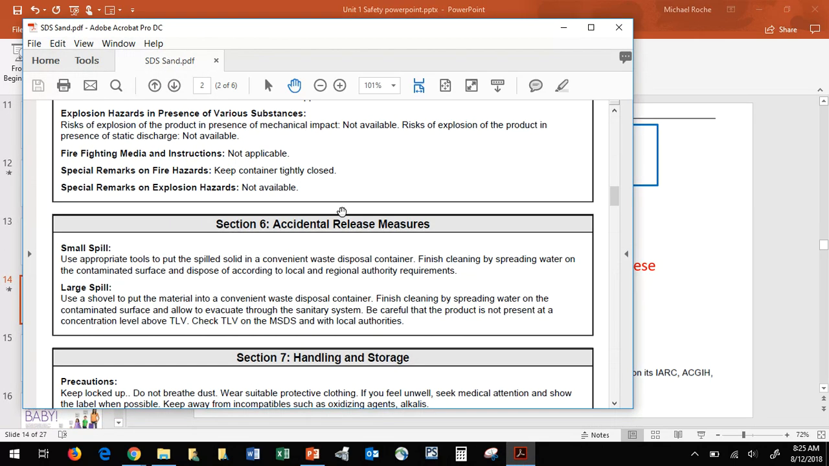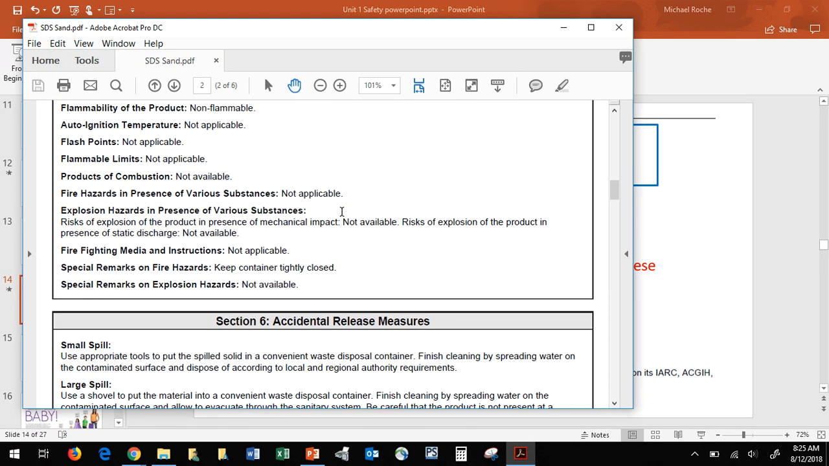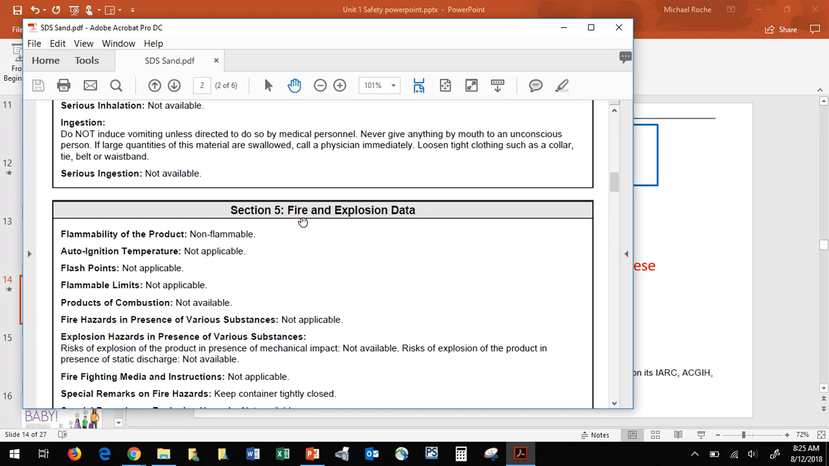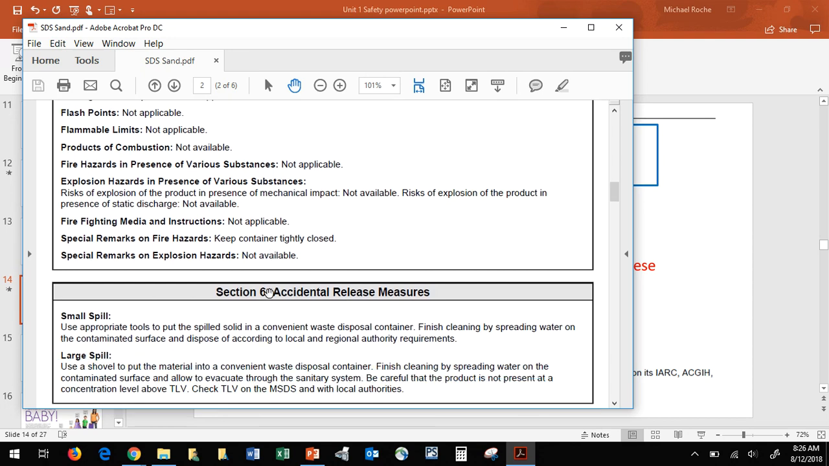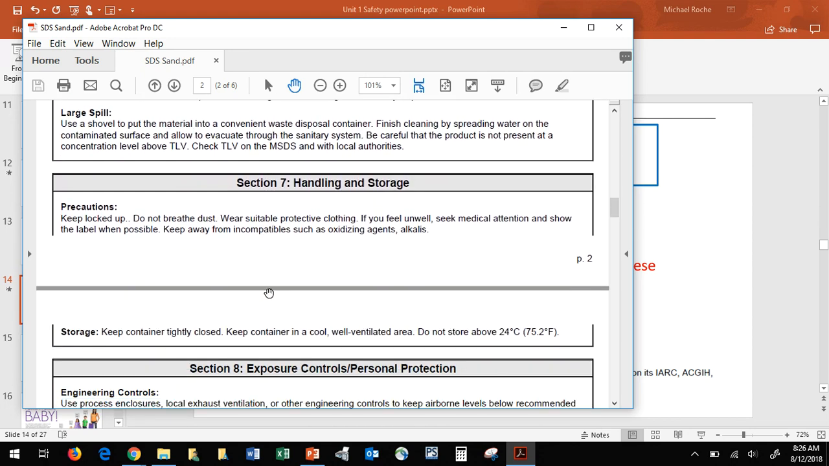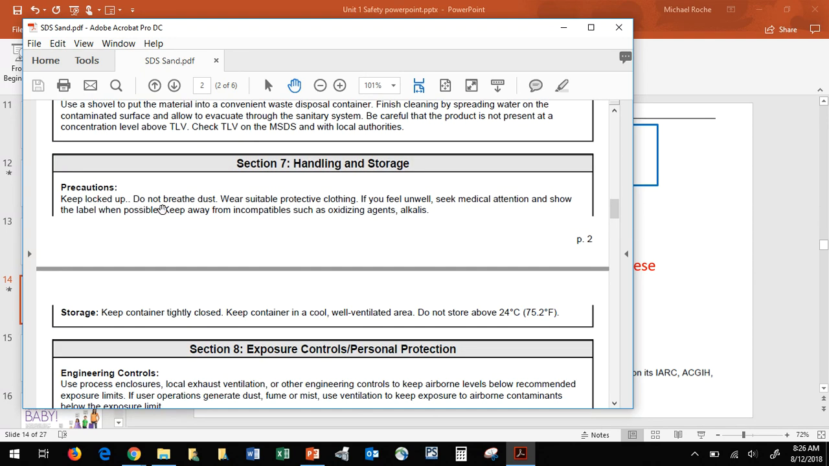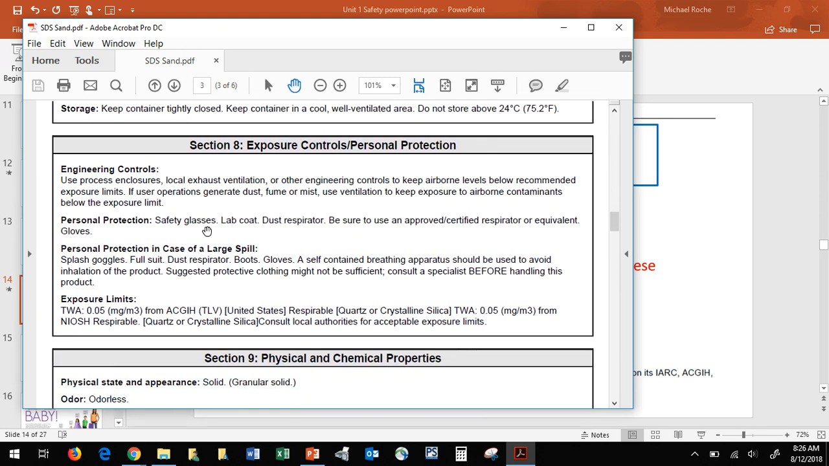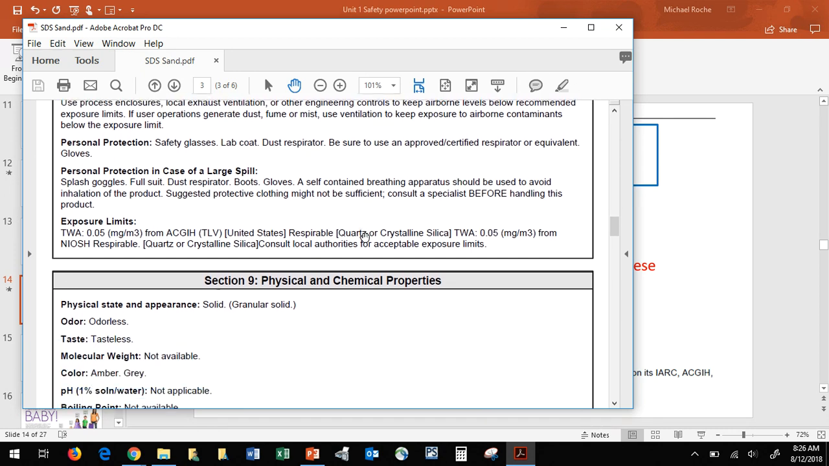Here I have a safety data sheet. And if we look through some of the information here, it's not flammable. That's good to know. Handling and storage. Keep this locked up. Do not breathe the dust, right? Wear protective clothing. All right. If you feel unwell, so this is starting to sound a little scary. Personal protection, safety glasses, lab coat, dust respirator. You need to wear one of those like Darth Vader masks if you're using this stuff.